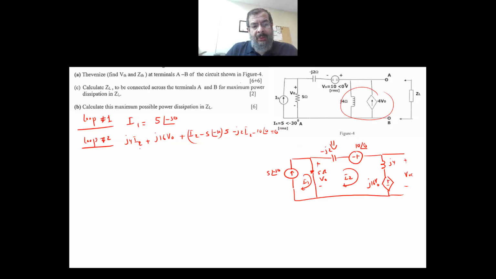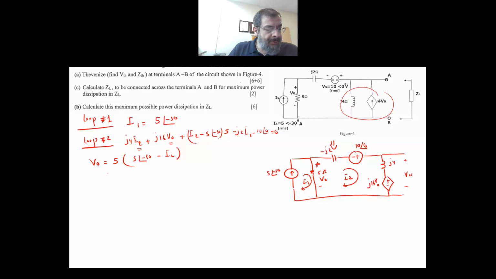We have two unknowns. We have I2 and we have V0. Your V0, the voltage here, is equal to 5 times (I1 minus I2) because of the polarity. This is the polarity assumed in the question. So I1 is in line with the polarity, I2 is the opposite of the polarity. So I1 again is 5 angle of minus 30, minus I2.